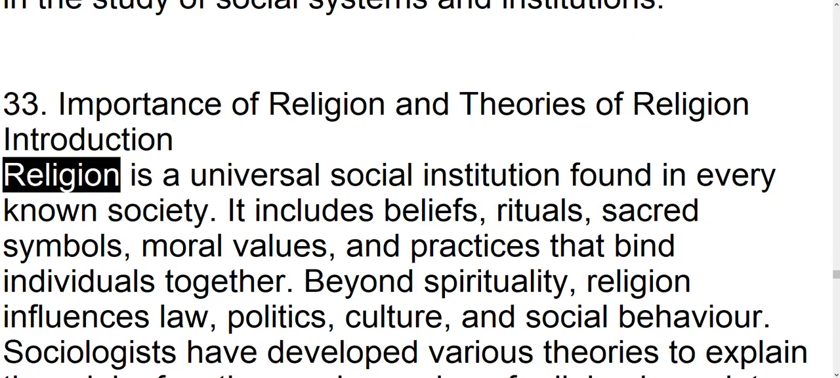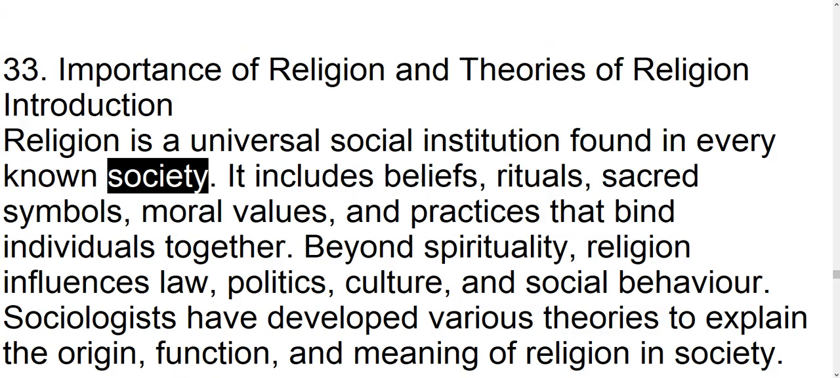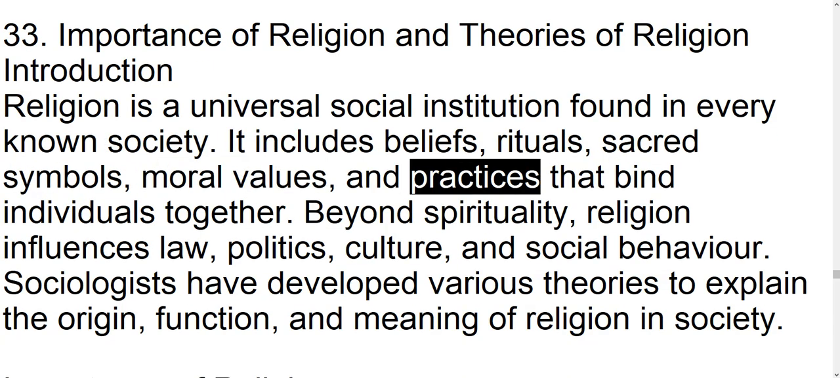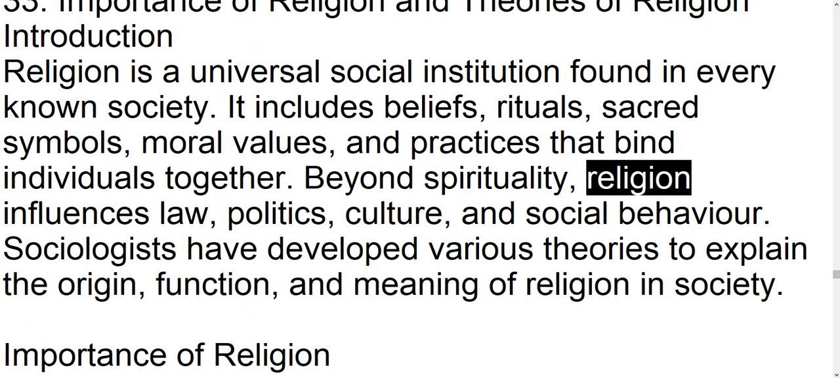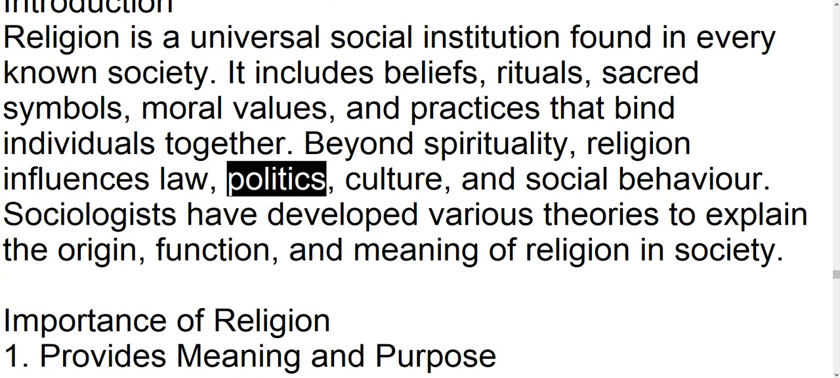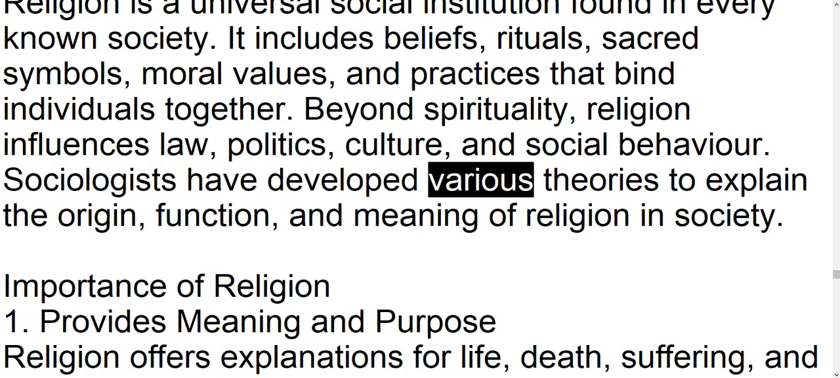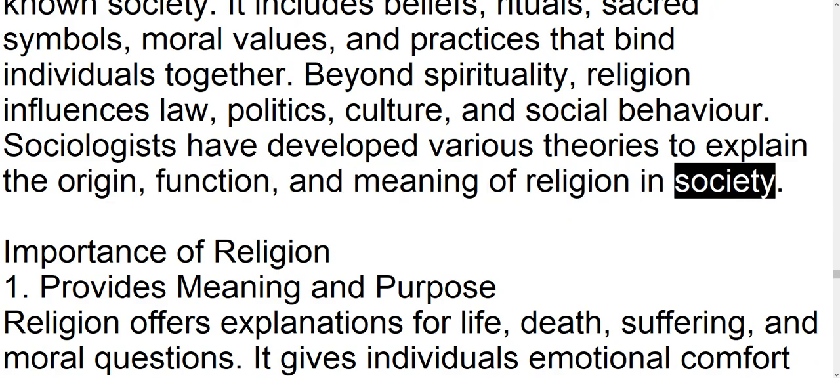33. Importance of religion and theories of religion. Introduction. Religion is a universal social institution found in every known society. It includes beliefs, rituals, sacred symbols, moral values, and practices that bind individuals together. Beyond spirituality, religion influences law, politics, culture, and social behavior. Sociologists have developed various theories to explain the origin, function, and meaning of religion in society.